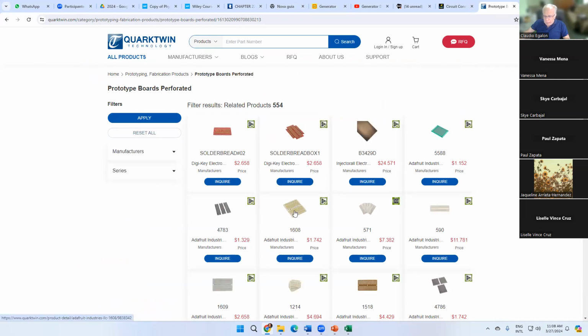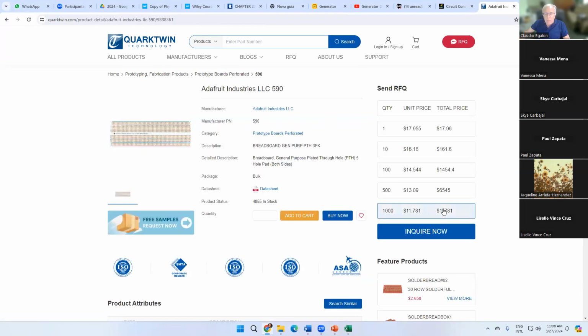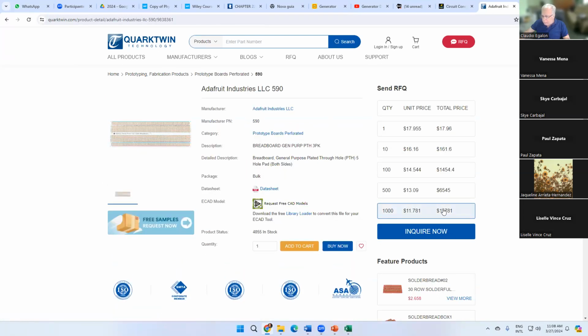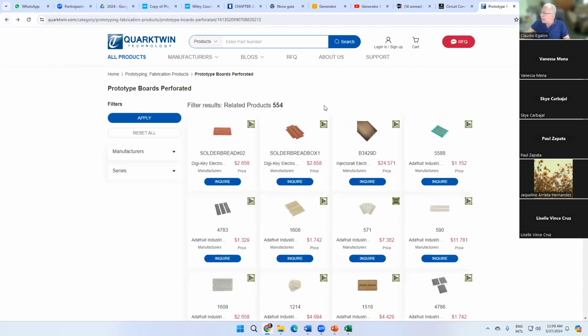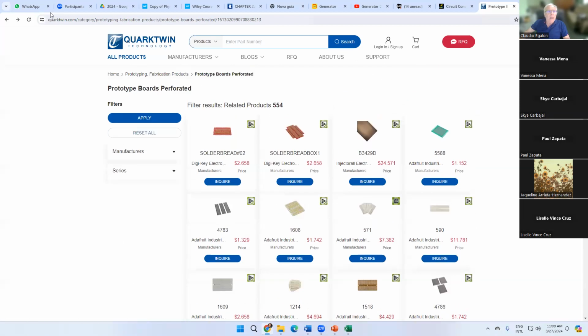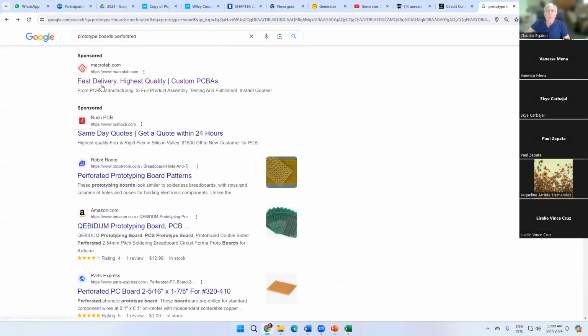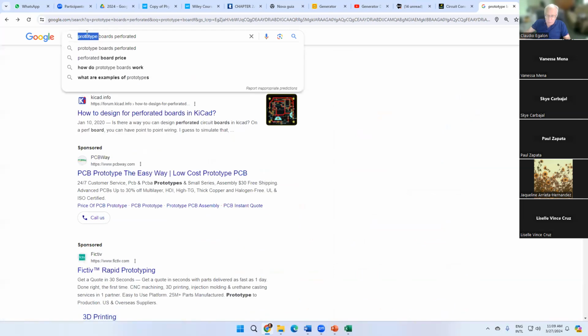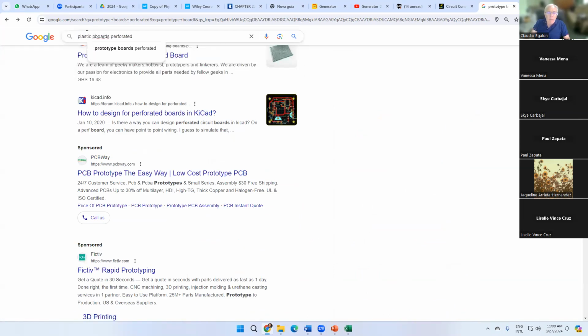Anybody here like to play with electronics, by the way? Some of my students like to play with electronics and they know exactly what I'm talking about. But let's see. Plastic protoboards.